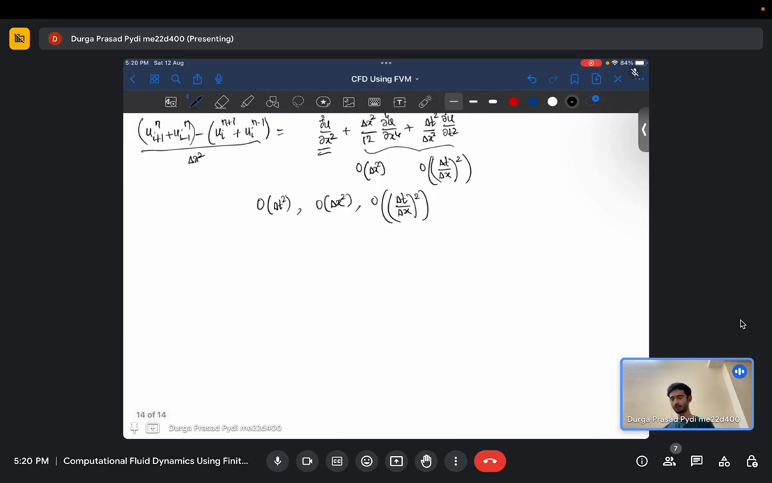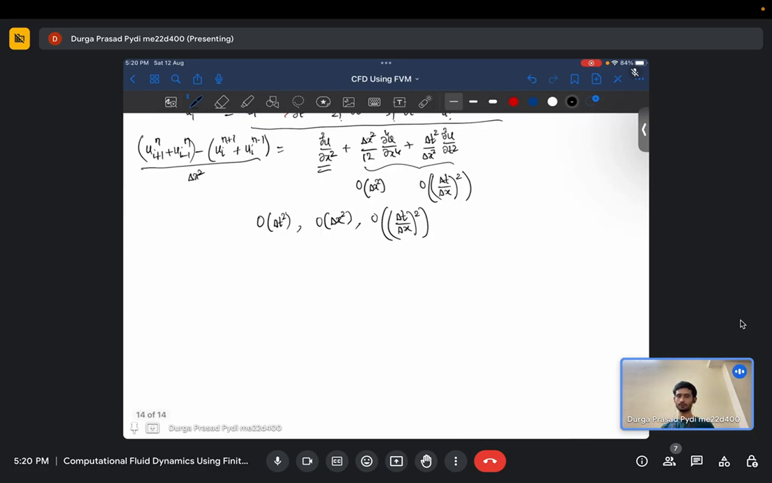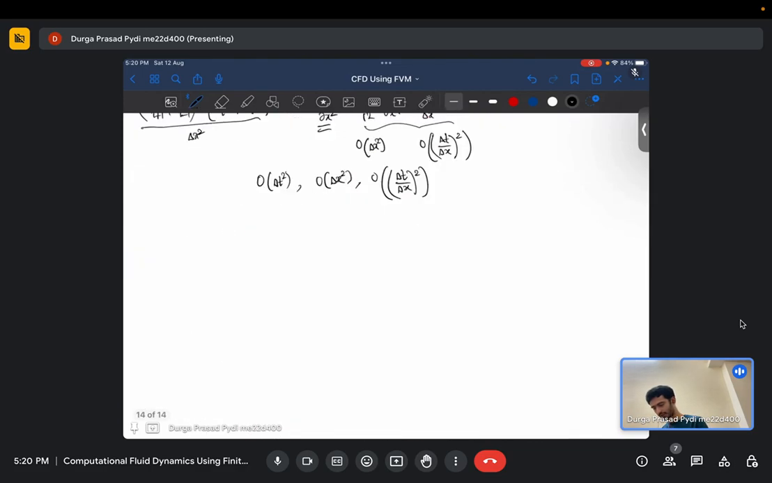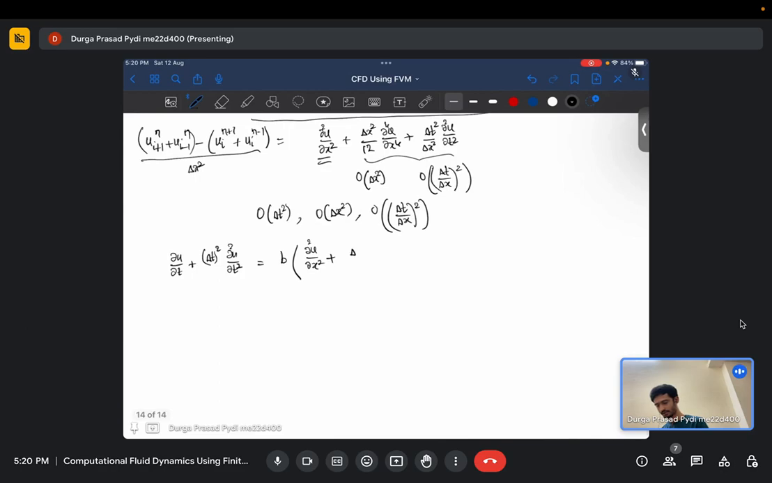So maybe if I write the equation now, if we write the equation using finite difference, then the equation we are trying to solve will boil down to the first equation: del u del t plus delta t square times del square u del t square equals b times uxx, which is essentially del square u by del x square, plus delta x square by 12 del power 4 u by del x power 4 plus delta t by delta x square del square u by del t square.